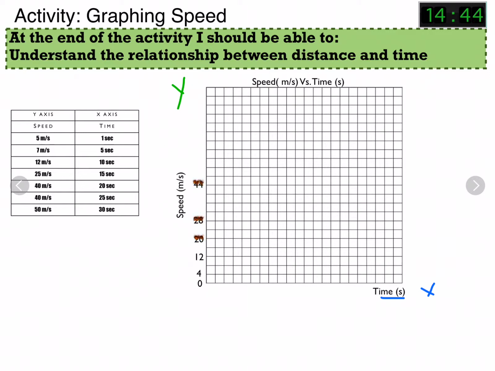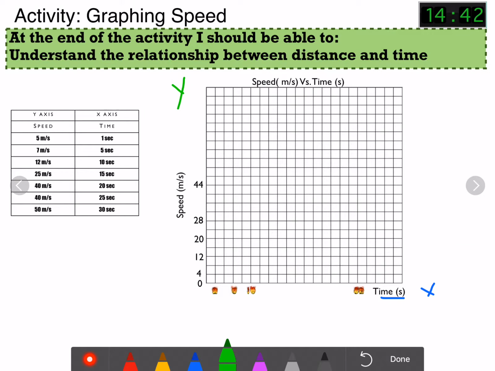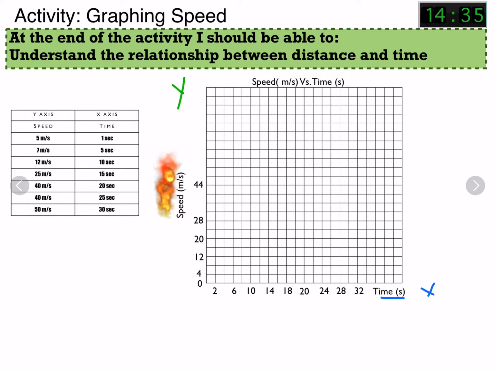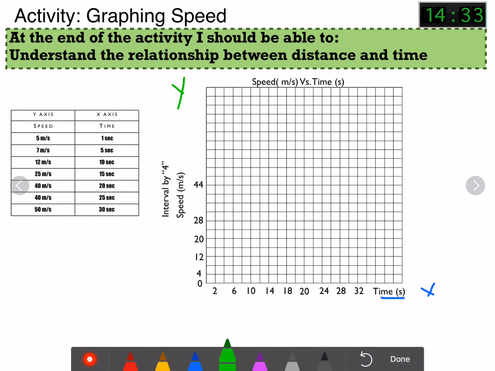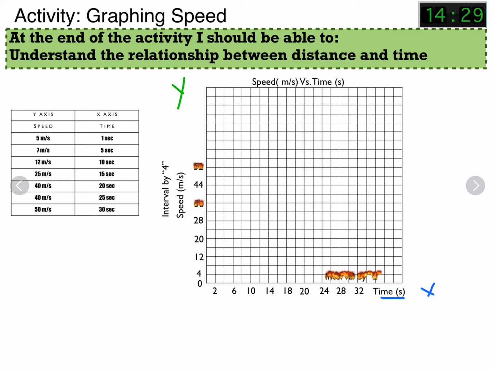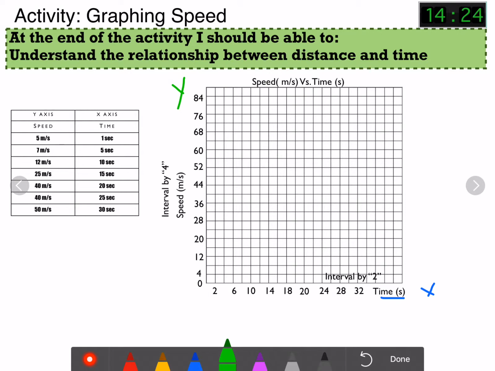What I want you to notice is that I have specific intervals that go along with how I'm graphing. On the x-axis, my intervals were by 2, and the intervals on the speed are by 4. If you use 1s or 2s or 4s or 8s, usually evens, just be consistent. Let me do a little bit of graphing real quick.